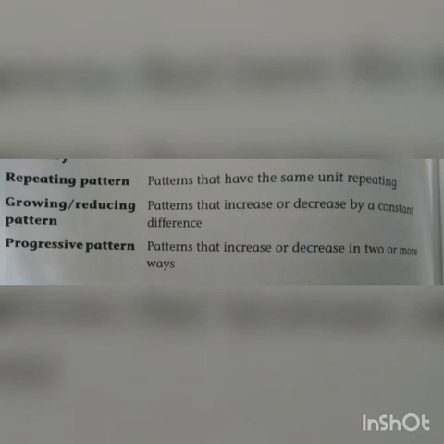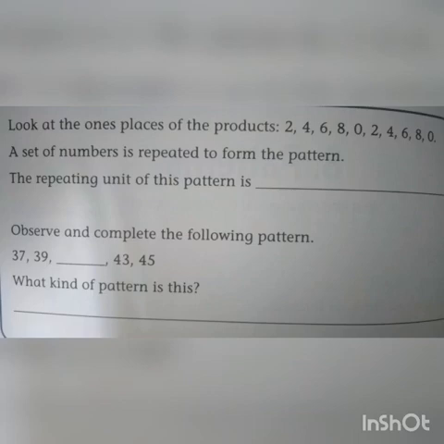There are 4 kinds of pattern which we are going to use in this chapter: repeating pattern, growing pattern, reducing pattern, progressive pattern. As we have seen in the 2 table, in the one's place 2, 4, 6, 8, 0 is the pattern which we followed in that table. A set of numbers is repeated to form the pattern in the 2 table. The repeating unit of this pattern is plus 2, as I said already.